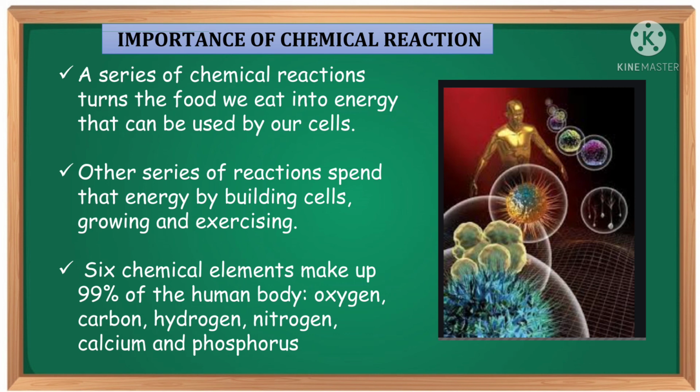Six chemical elements make up 99% of the human body: oxygen, carbon, hydrogen, nitrogen, calcium, and phosphorus. Those elements form the key types of molecules in the body: carbohydrates, lipids, nucleic acids, and proteins. And those molecules form all our cells and carry out most of the chemical processes needed for life.